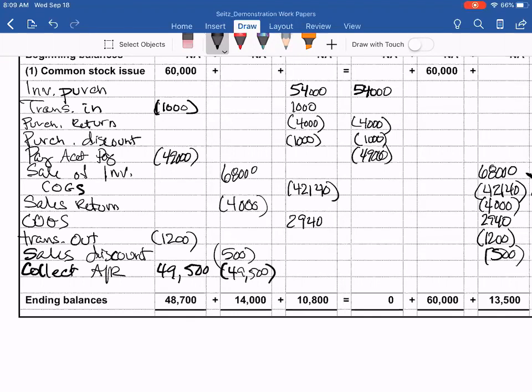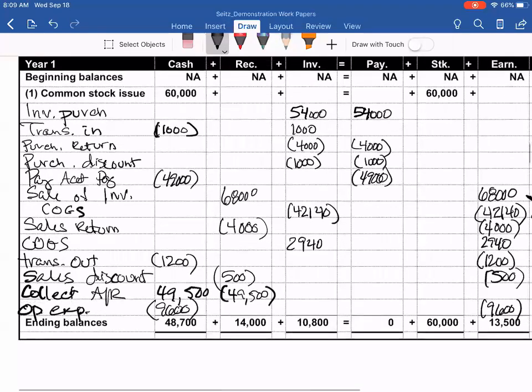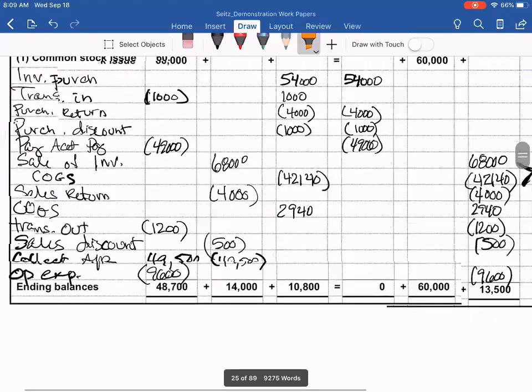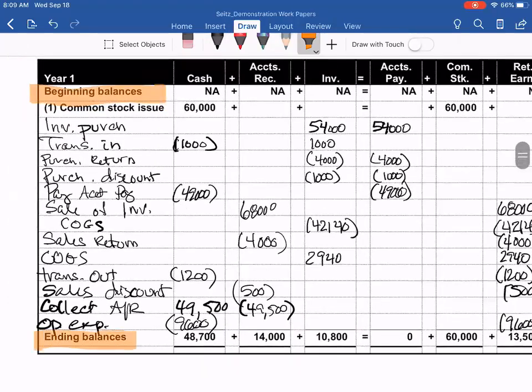KDS paid $9,600 in cash for other operating expenses. So this is pretty simple. This is what we've been doing the last 3 chapters. Okay. So then if you do the math down, start with the beginning balance right here. You see your beginning balances, and then you add and subtract based on all the transactions. You should come up with your ending balances.